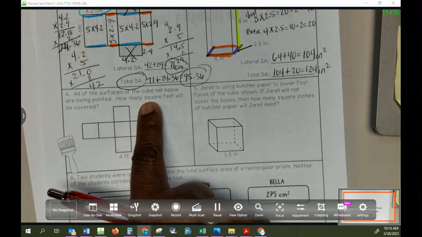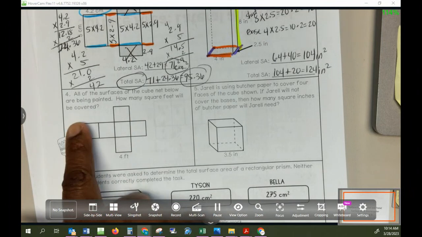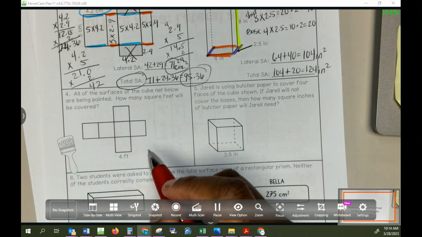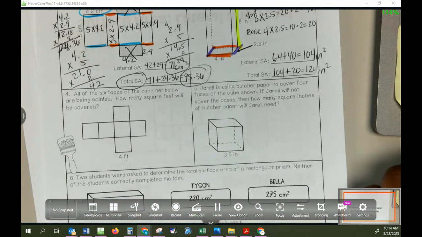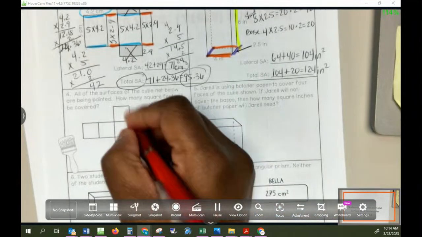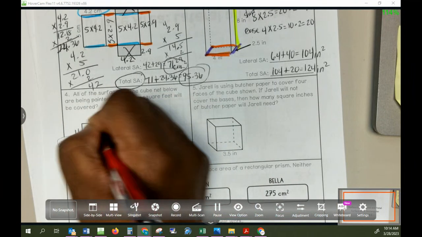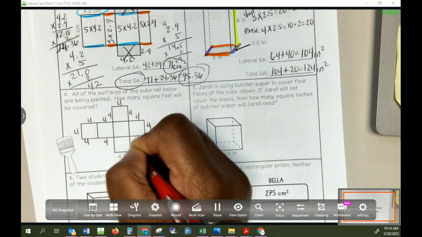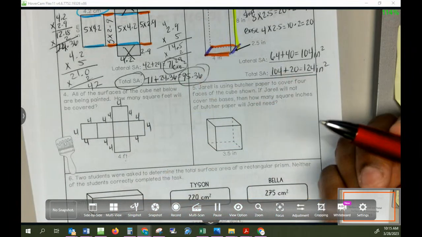All of the surfaces of the cube net below are being painted. How many square feet will be covered? So if this is a cube, what do we know about the cube? If this is 4, what does that say about every measurement on here? Everything is 4. That means this side is 4. This side is 4. I mean, every side of a cube is going to be the same. No matter where you are, if you got to write them all in, please do so. Because I want you to be great.